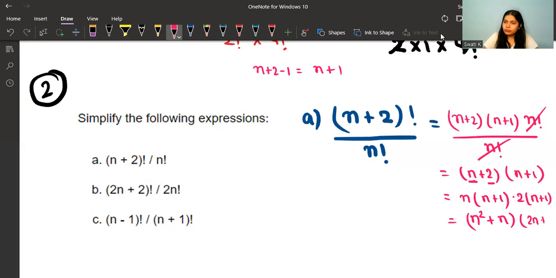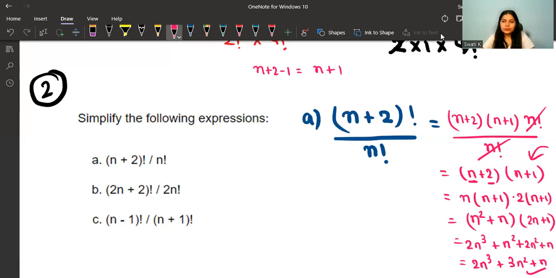Now here what I can do, I can simplify this further. N squared into 2n will become 2n cube. N squared plus 1, n will become n squared. N plus into 2n will become 2n squared. And n into 1 is n. So what is this? It is actually 2n cube plus n squared plus 2n squared, 3n squared, and then plus n. That's the answer. Otherwise, you could have left the answer here also. I simplified it in case you wanted to know how to simplify it further. Next is question number B.